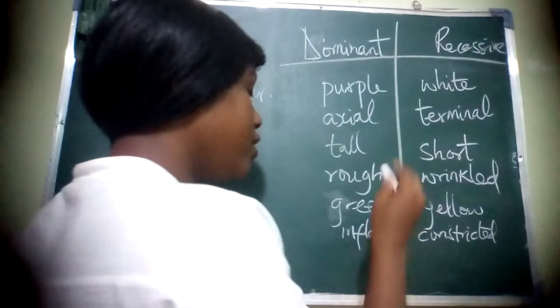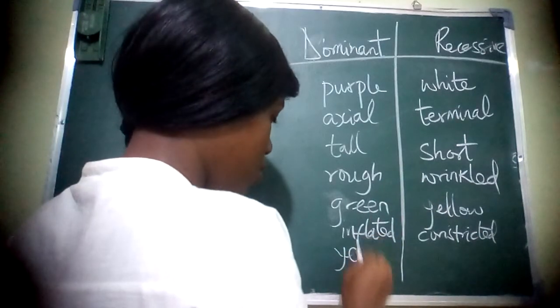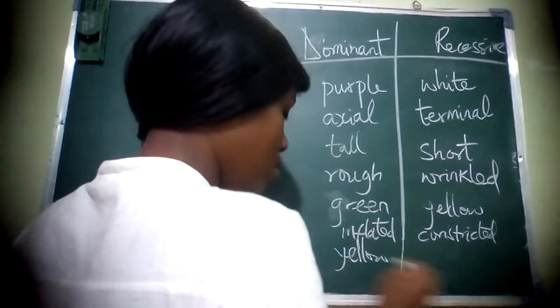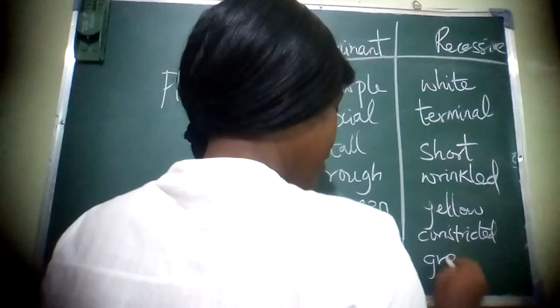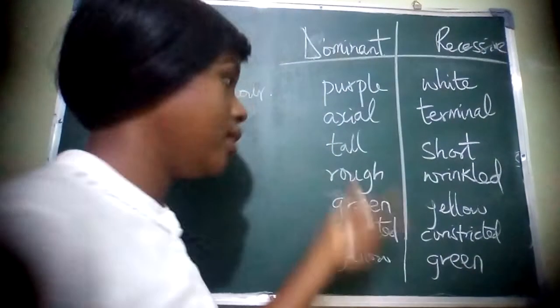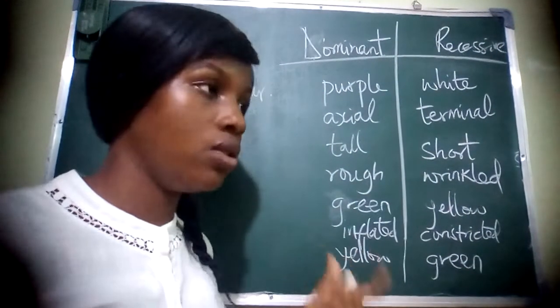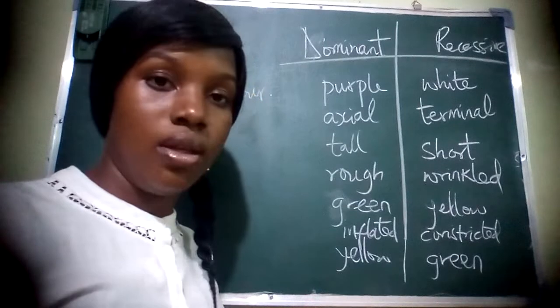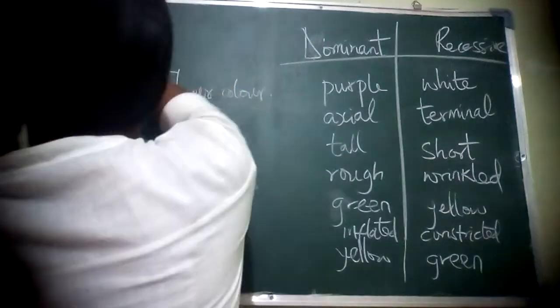And then for cotyledon color, yellow was dominant over green. So this is what he established from his comparison in the garden pea. Okay. Now we go over to the F2 generation.